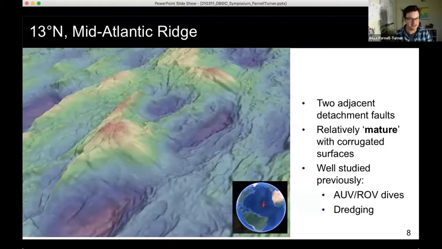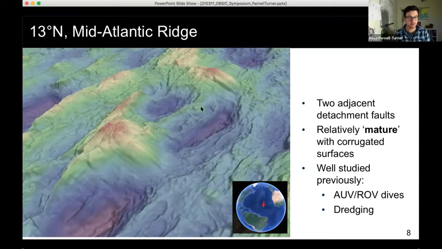And that brings us back to 13 North. The reason 13 North is a great place to understand this issue is that we have these two adjacent detachments, or core complexes, which I showed you in my first slide. You can describe them as relatively mature because they have a long exposure of corrugated seafloor. We think they've been slipping for at least 2 million years. In between them, you can see a tempting axial ridge with a nice circular volcanic construct next to it. So there's clearly something going on in between them.